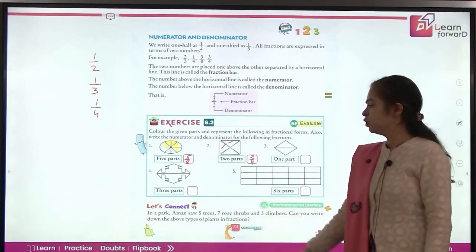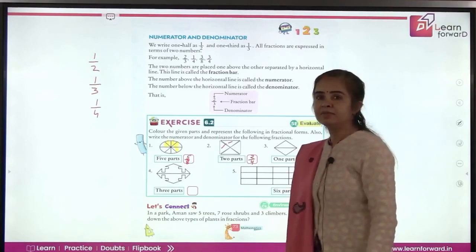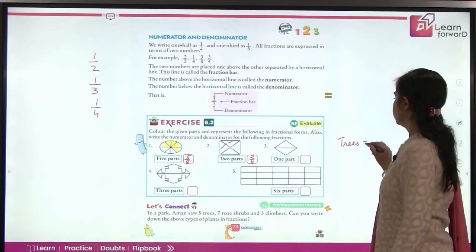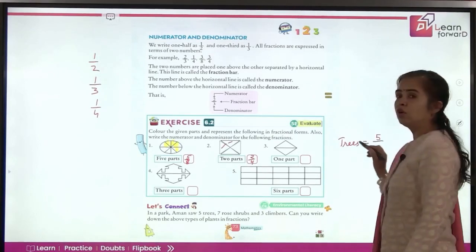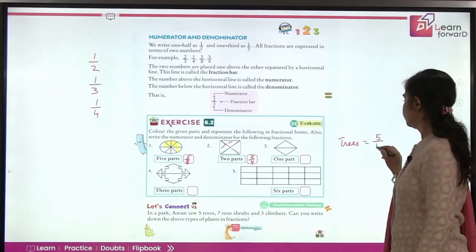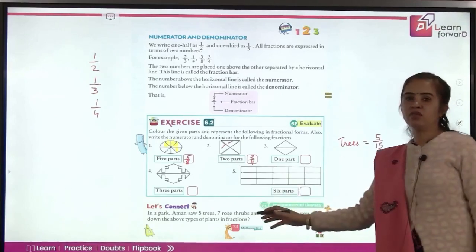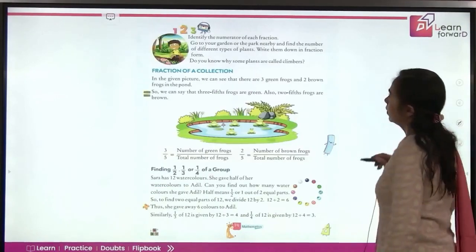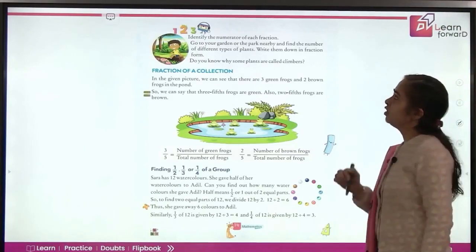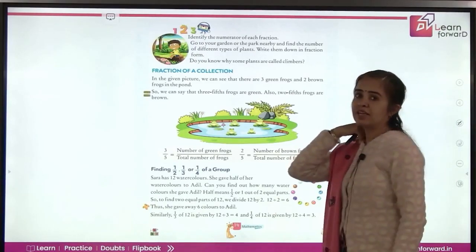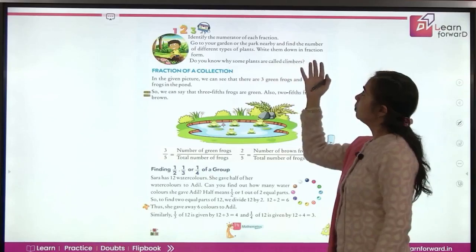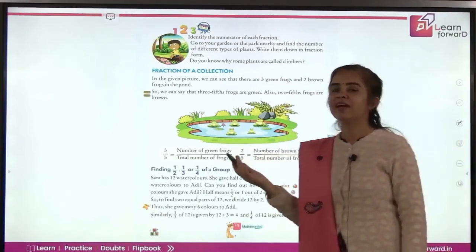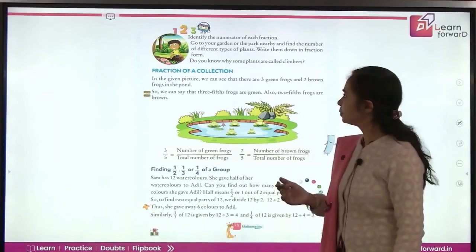So out of those, what is the fraction of trees? Trees are just 5 out of a total of 15. Similarly, find out for the rose shrubs and the climbers also. Now, you have to identify the numerator of each fraction. Go to your garden or the park nearby and find the number of different types of plants, and then you can write their fractions also.